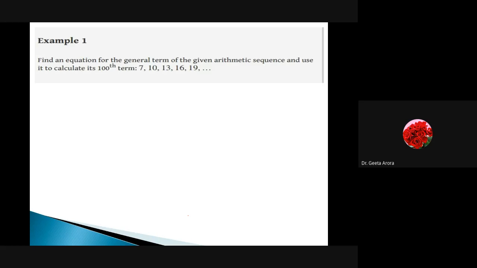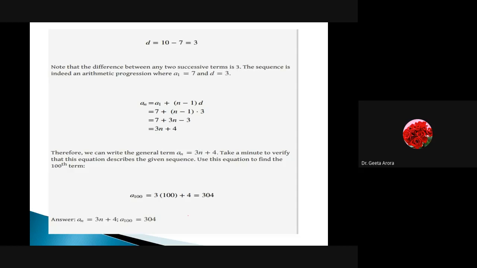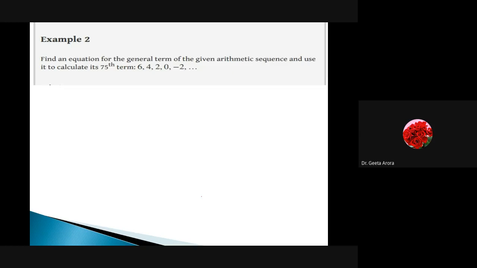We have been given a sequence, an arithmetic sequence, and we have used it to calculate the 100th term. So what we have done, we have used this formula, what is d, what is the initial term, and what is the general form. So here we have calculated an. An was given as a1 plus n minus 1 d. By putting the value of a1 and the common difference, we obtain 3n plus 4, and hence a100 can be calculated as 304. So this we have done.